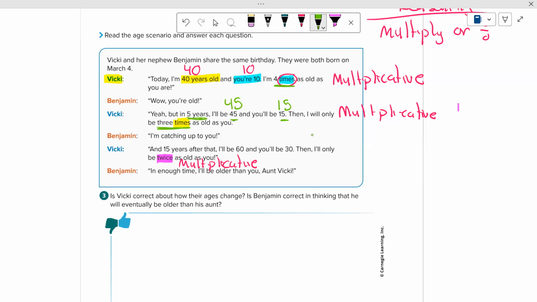And in 15 years after that, I'll be 60 and you'll be 30. Then I'll be twice as old. That is true. 30 times 2 is 60. Interesting. So this clearly shows a multiplicative relationship. They're constantly multiplying. Do the numbers change what you're multiplying by? Absolutely. But this is definitely a multiplicative relationship.